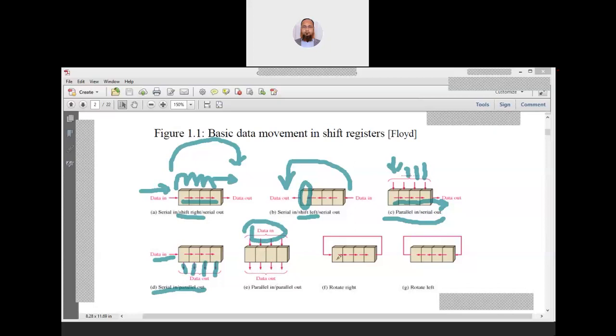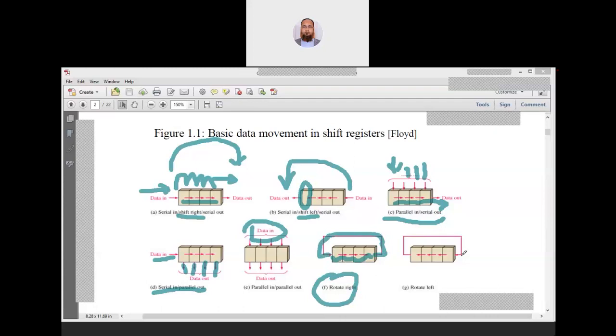Then rotate right. You will see all these things in the microprocessor labs also. So you can see the data is going from left to right, to right, to right, and when it reaches the rightmost flip flop, it comes back to the leftmost flip flop. So it is the rotate right.